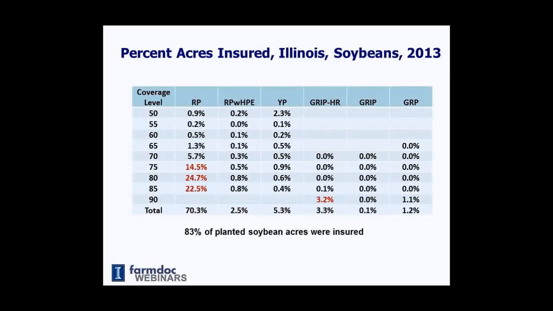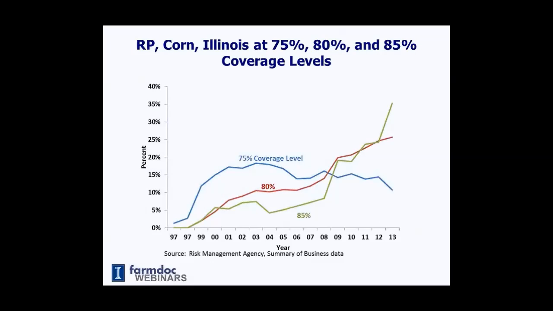Here is the same slide for percent acres insured for soybeans in 2013. Again, you'll see the same sort of numbers here. 14% RP 75, 80% coverage level 24%, and 85% 22%. So RP at high coverage levels and GRIP HR are the 2 predominant policies used in Illinois, again, both for corn and soybeans.